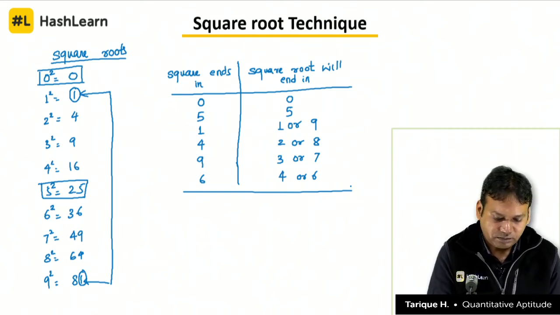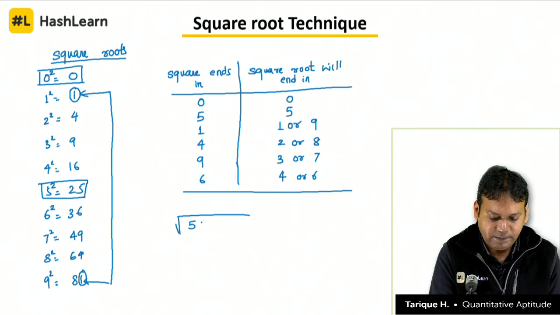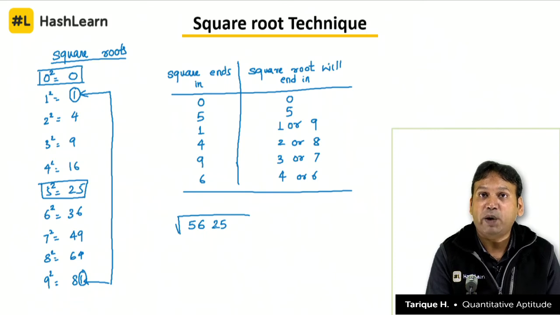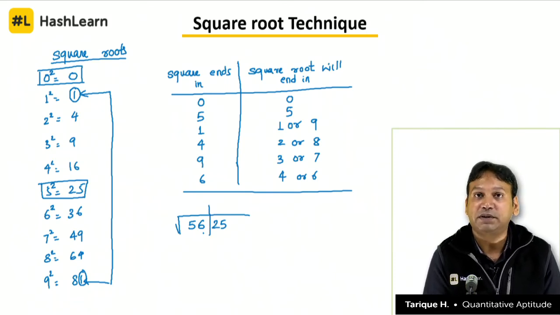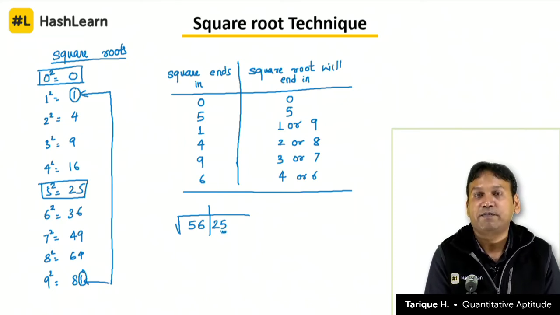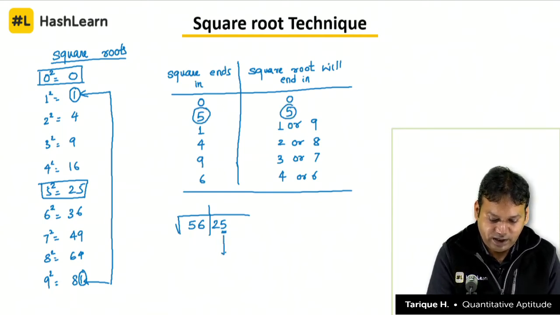So, you see here, suppose I want to find out the square root of 5625. I will take two examples here, and with this you will understand for all the numbers. The first step in finding the square root of numbers is to cut out the last two digits of the number. So, 25. What is the last digit here? 5. What is the rule here? When the square ends in 5, the square root ends in 5. So, the square root will end in 5.